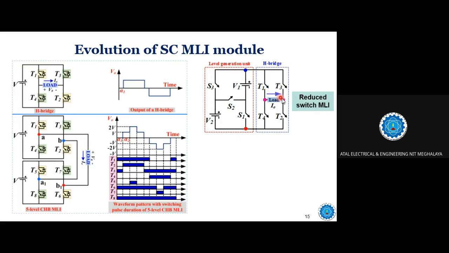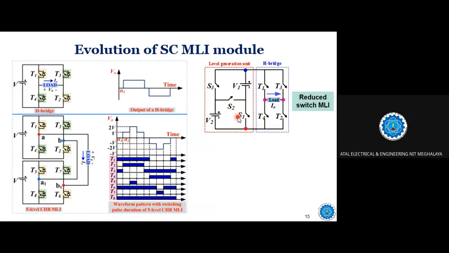And obviously, as I've said already, T1, T2 are used to generate the positive half cycle output, and T3, T4 generate the negative half cycle output. So now let us consider T1, T2 are operating. What will happen if S2 is on? Both the voltage sources are going to add. So that is how we can generate the steps.